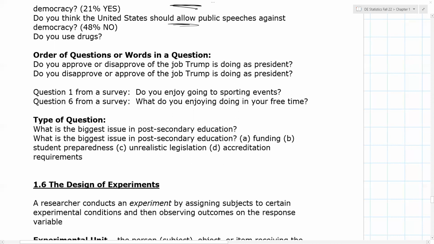All right, that is the end of 1.5. Only one more section to go in chapter 1.